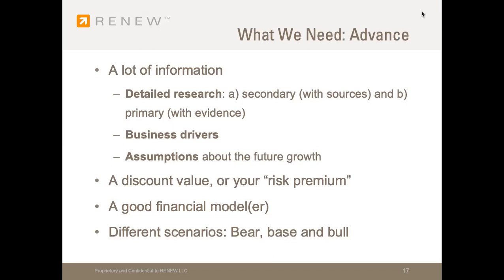Then we're taking all of this data and we're starting to develop what we call drivers or assumptions that go into a financial model. Simultaneously, we'll be coming up with a critical number, which is the discount value or risk premium. You'll see that in a second when we go into the discounted cash flow. And then the other thing we'll need is a really good financial model or a financial modeler to help us build one. And then we'll run all of these assumptions, different scenarios.